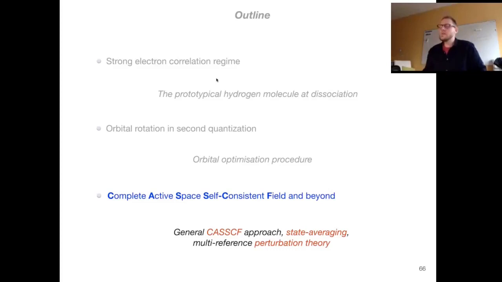And now I'd like to finish with the general. Oh, so there is a question. I don't understand why the Brillouin theorem is not valid for any sets. Ah, okay. So, all right.